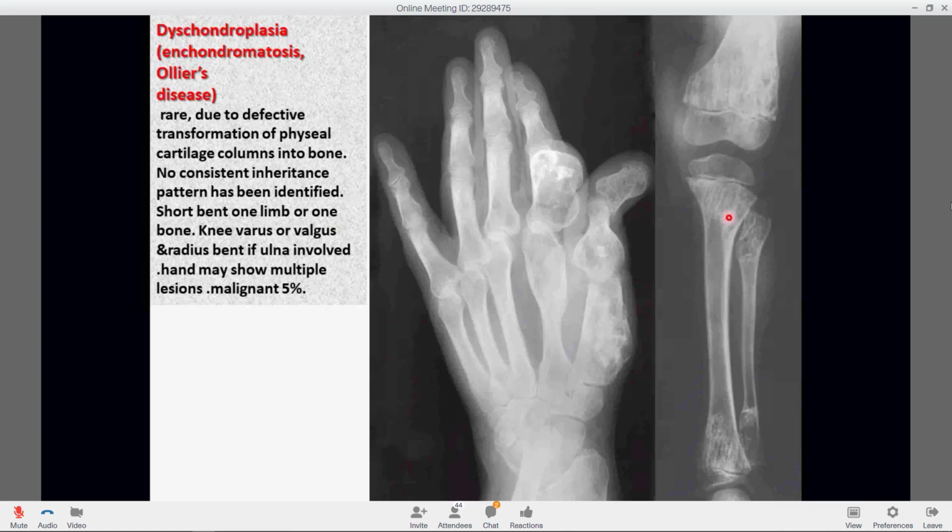As here you see the characteristic feature of Ollier's disease. There is striking calcification, striking columns of calcification extending from the epiphysis to the metaphysis, and this is due to the ossified column of cartilage, and the typical changes in the hand.